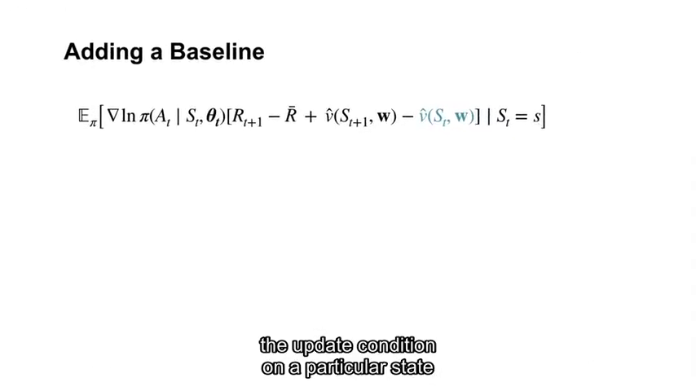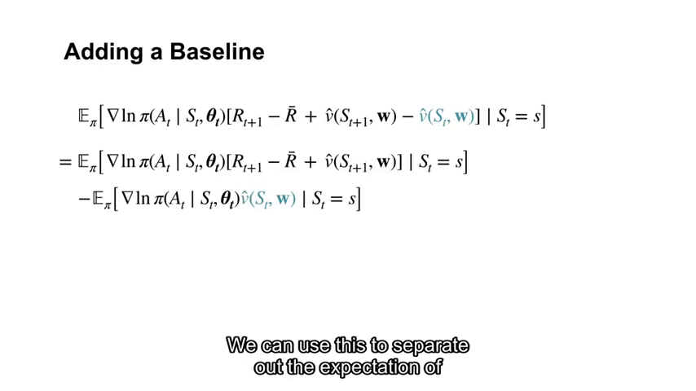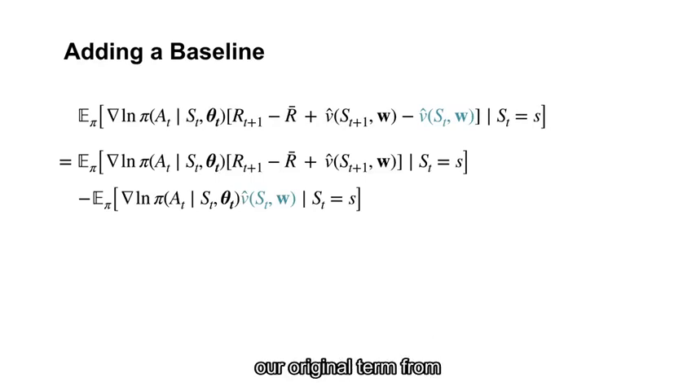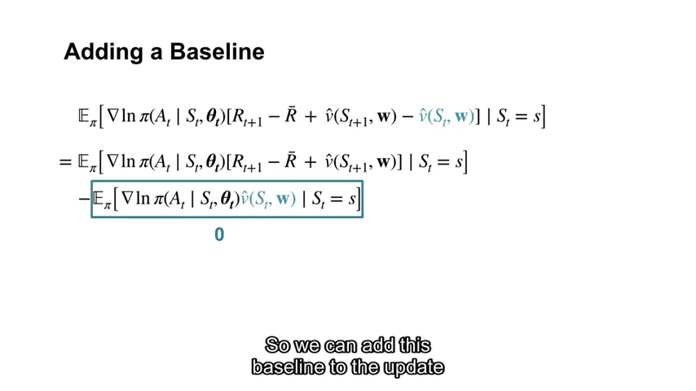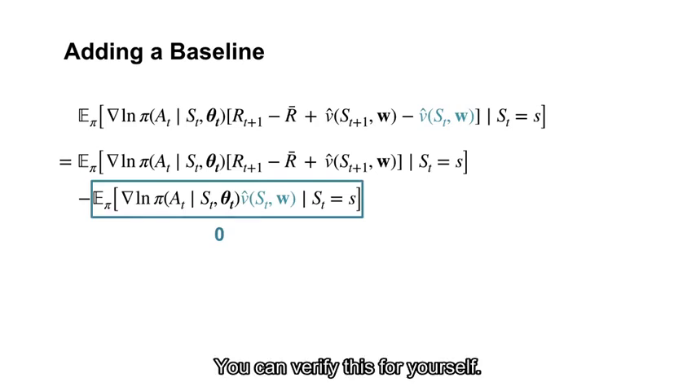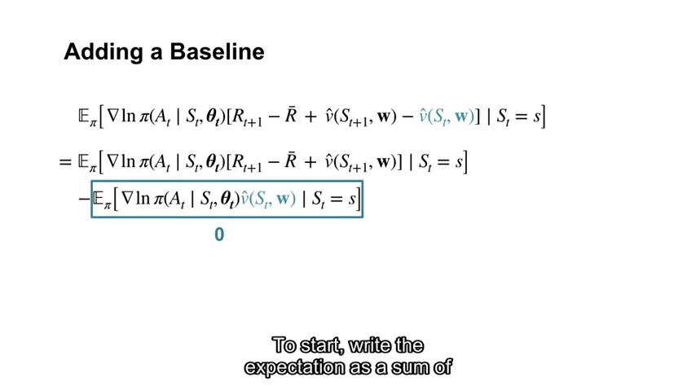Let's take the expectation of the update conditioned on a particular state s at time t. Taking the expectation of the sum is the same as the sum of the expectations. We can use this to separate out the expectation of our original term from the expectation which involves the subtracted value function. It turns out the expectation of the second term is 0. So we can add this baseline to the update without changing the expectation of the update. You can verify this for yourself. To start, write the expectation as the sum over actions and pull the v hat term out of the sum. We'll leave this as an exercise.